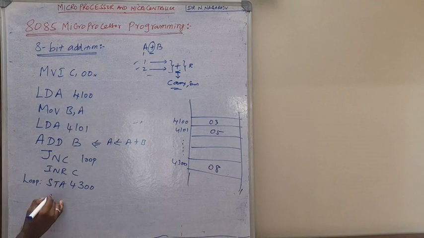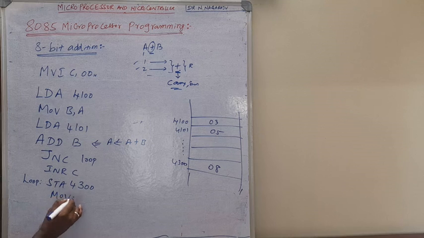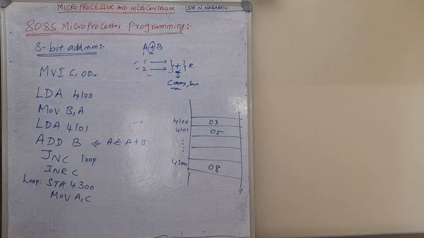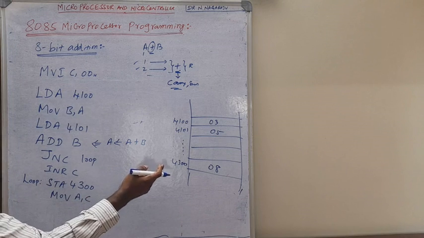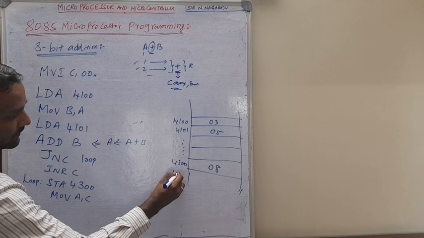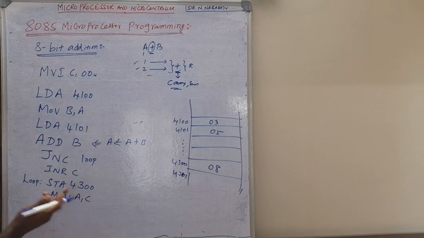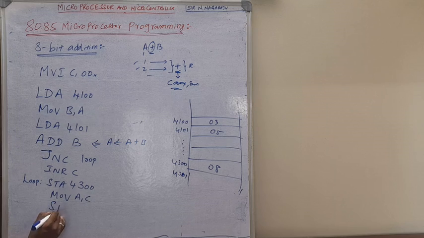For that purpose I am going to use MOV A, C again, because I already told you, to communicate with the memory you have to go through the accumulator only. So I am storing the carry result in the memory 4301, right? In order to access this memory location, you first move the C data to the accumulator, then you take STA 4301.